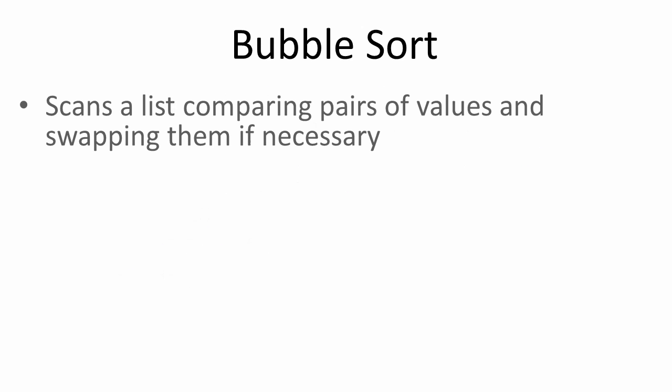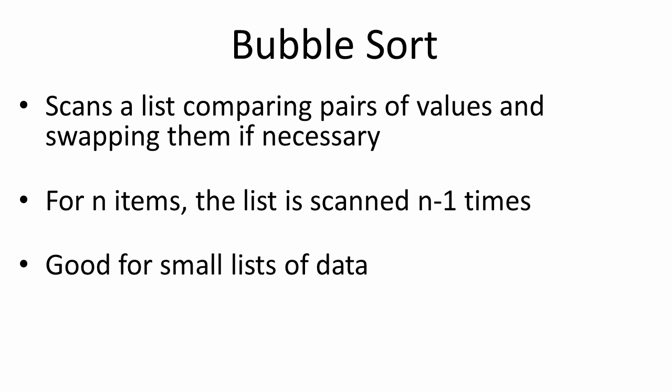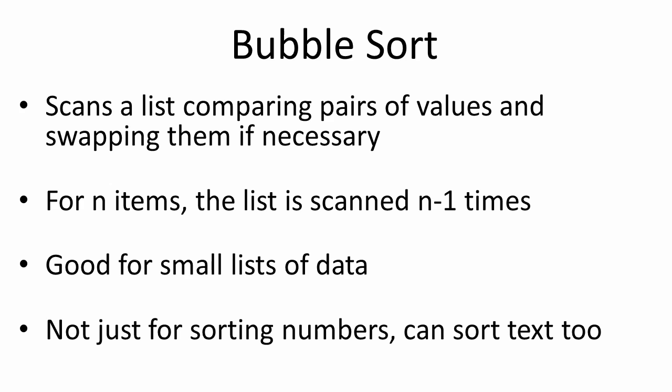To summarise then, the bubble sort scans a list, comparing pairs of values and swapping them if necessary. For n items, the list is scanned n-1 times. The bubble sort is good for small lists of data. You've seen how much more work it has to do when you double the amount of data. And finally, the bubble sort isn't just for sorting numbers. You might want to sort a list of names into ascending or descending alphabetical order. In the next video, you'll see how you can get closer to writing a bubble sort program.